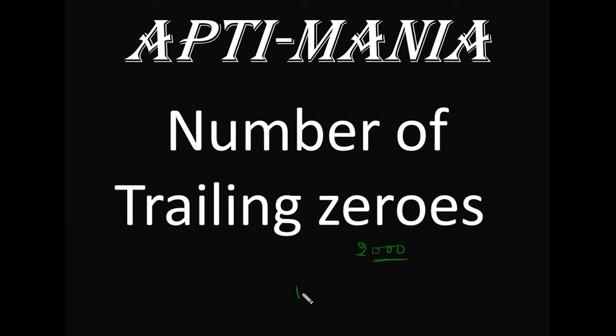Now, for example, we have a number 1050300. These two zeros, we won't count in trailing zeros. The number of trailing zeros in this number is 2, the zeros that are coming at the last.